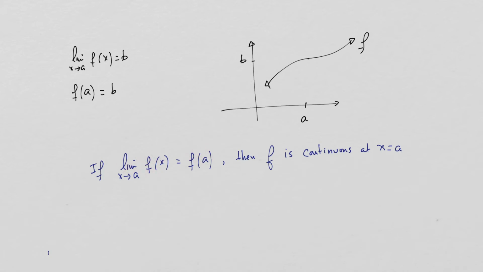And what it means is the limit from the left matches the limit from the right. That's what this means. But not only do they match, that matching value happens to be f of a. So if the limit from the left and the limit from the right is b, and f of a is c, we would say the limit exists, but the function is discontinuous at x equals a.